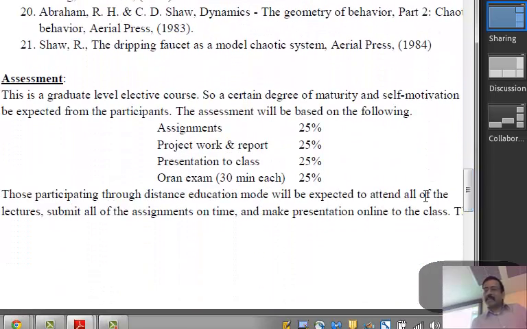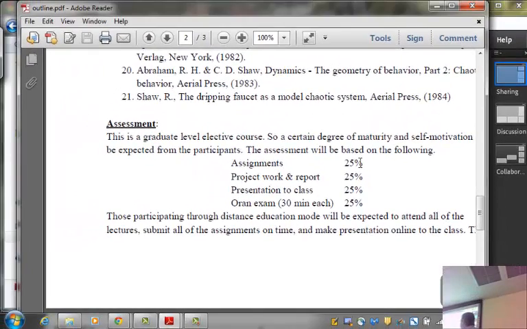Okay? And the next important part is the assessment. So there will be a number of assignments. Some of them may be long and challenging, so the number may be limited to 5 or 6 or so. They will be worth about 25%.